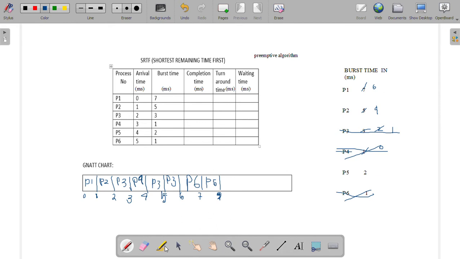So is it clear? It is 9? No. So I'm writing it once again. So it is 9. Okay.